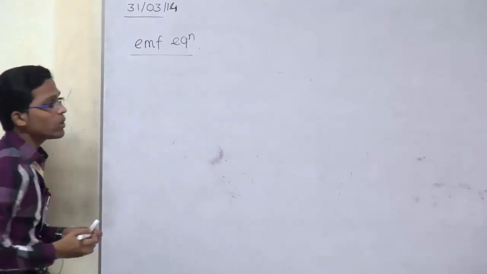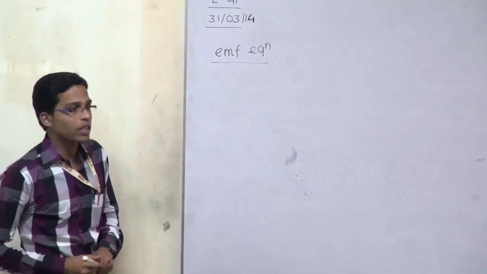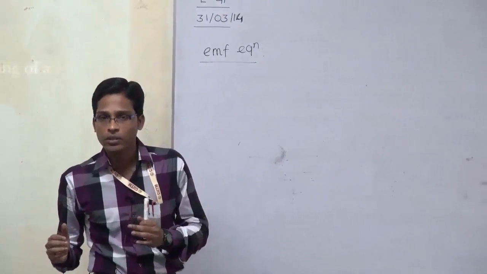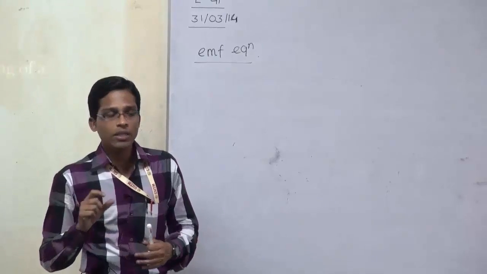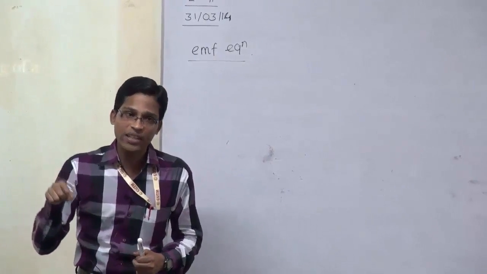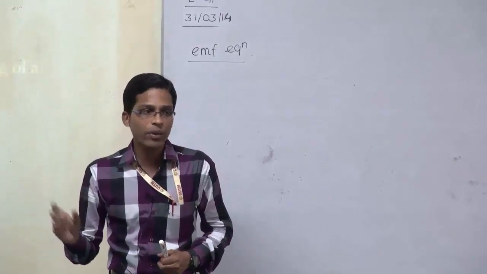There are two different methods to derive the EMF equation. The first method is obtained directly from the principle of operation. Whatever principle we have read, that we are supplying some alternating voltage, alternating current flows, and alternating flux is produced. By using that definition, we can derive the EMF equation.